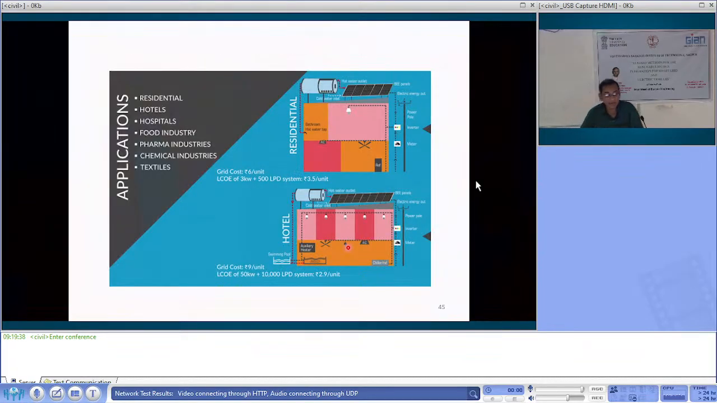They have indicated in their presentation that this is suitable for residential purpose. घर में आपको गर्म पानी भी चाहिए है, बिजली भी चाहिए. होटल्स में है, हॉस्पिटल में है, फूड इंडस्ट्री में लाइक हल्दीराम अदर, फार्मा इंडस्ट्रीज, केमिकल इंडस्ट्रीज, टेक्सटाइल इंडस्ट्रीज. And they are shown for residential how it can be implemented. And grid cost ₹6 per unit आएगा, वो भी उन्होंने लिखा है. 500 liter LPD, that solar water heater system, and they are shown for hotel also.